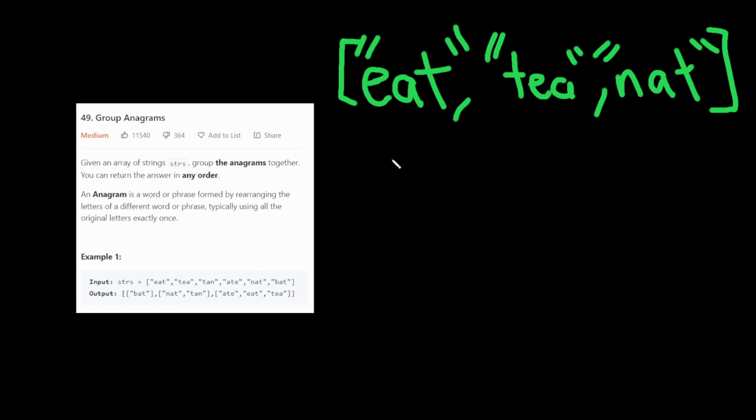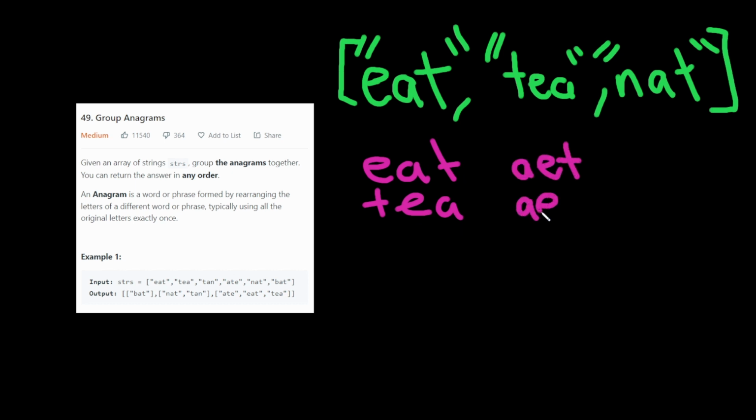We know two strings are anagrams if they have the same exact characters, although they could be in different order. So a simple way to check if two strings are anagrams of each other is to just sort the strings. So if we sort EAT and we sort TEA, AET and AET, and then we just check if they're the same. And of course they are.